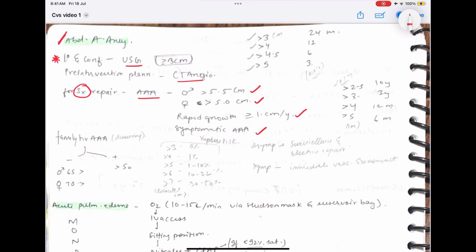Now for the surgical repair, what are the indications? In males it has to be more than 5.5, in females it has to be more than 5 centimeters, and then the growth should be more than 1 centimeter.